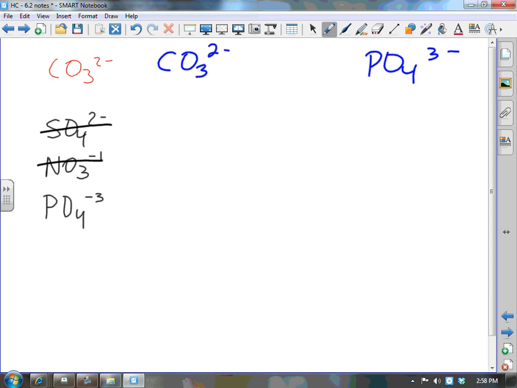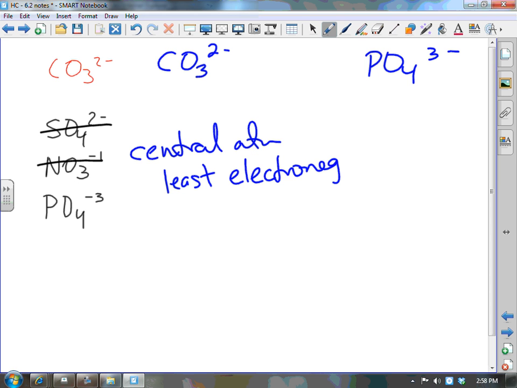Again, you might be wondering how do we know what goes in the center? How do we connect? Here's a simple rule. The atom that's in the center, or the central atom, the majority of the time is the least electronegative. So you're never going to see oxygen in the middle, or rarely. You're not going to see fluorine in the middle.